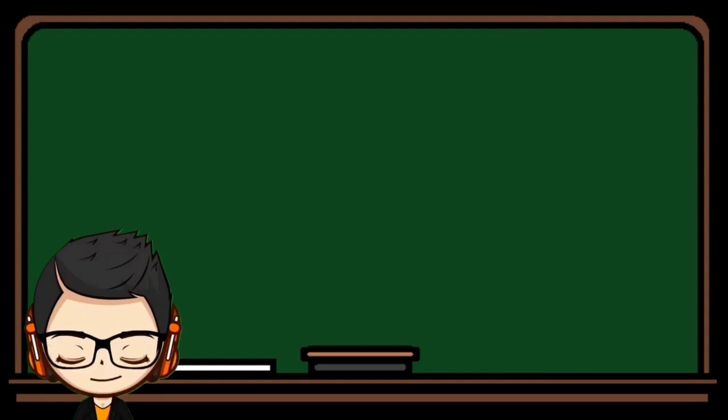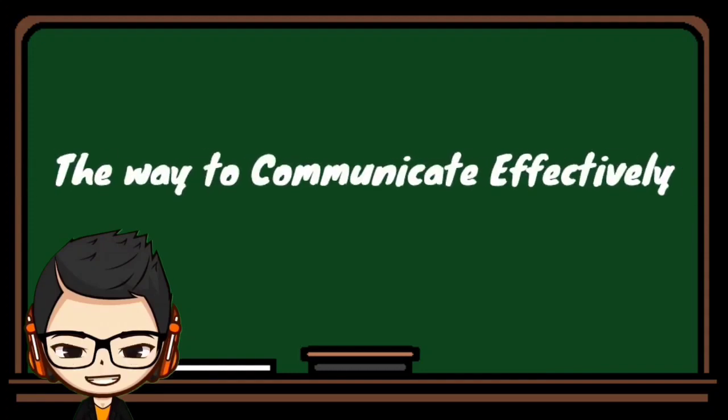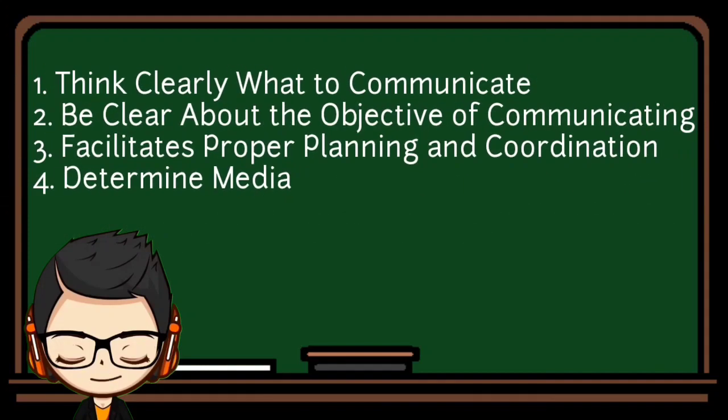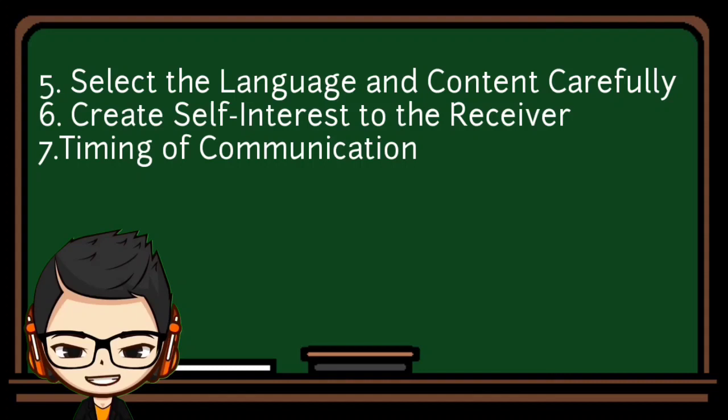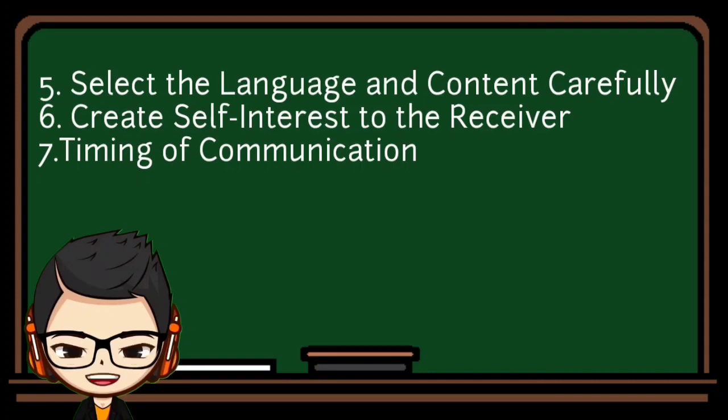Okay, and the last is the ways to communicate effectively. The first is think clearly what to communicate, and next, be clear about the objective of communicating, and the next, facilitate proper planning and coordination, and next, determine media, and the next, select the language and content carefully, and the next, create self-interest to the receiver, and the last is timing of communication.